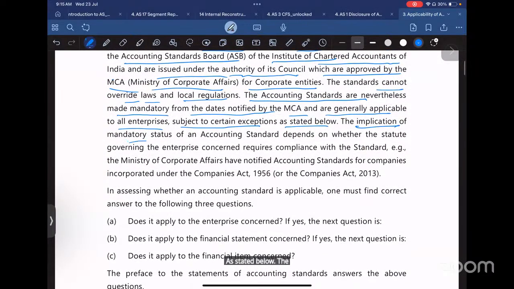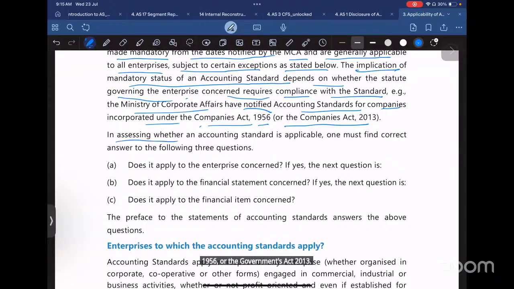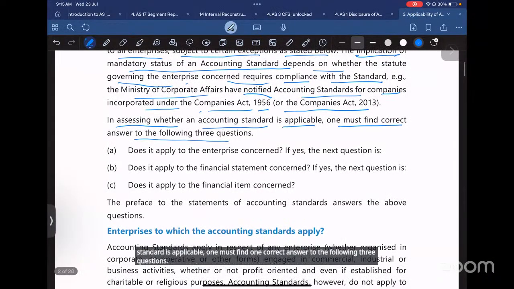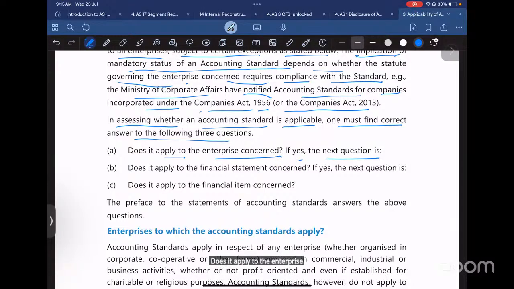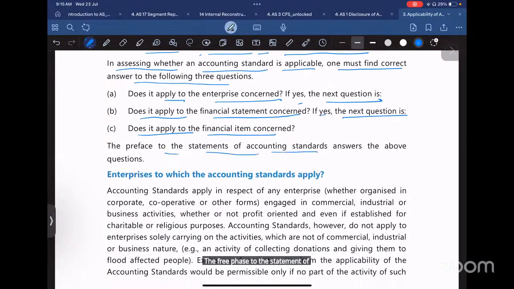The implication of the mandatory status of an accounting standard depends on whether the statute governing the enterprise concerned requires compliance with the standard. For example, MCA has notified accounting standards for companies incorporated under the Companies Act 1956 or the Companies Act 2013. In assessing whether an accounting standard is applicable, one must find the correct answer to the following three questions. Does it apply to the enterprise concerned? If yes, then the next question is, does it apply to the financial statement concerned? If yes, then the next question is, does it apply to the financial item concerned? The preface to the statements of accounting standards answers the above questions.